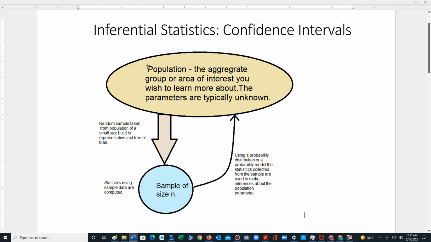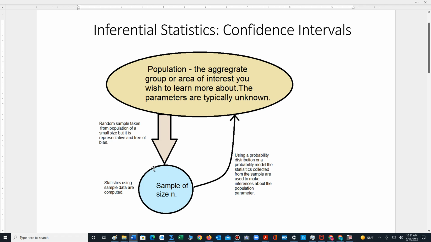We're typically given some population that we wish to learn more about. The parameters, such as the population mean, mu, and the population proportion p are typically unknown. And most likely we would like to, at minimum, estimate these values. To accomplish that goal, we collect a random sample from the population that is representative and free of bias.